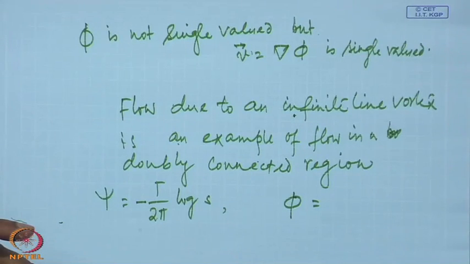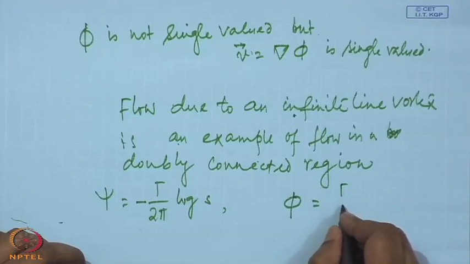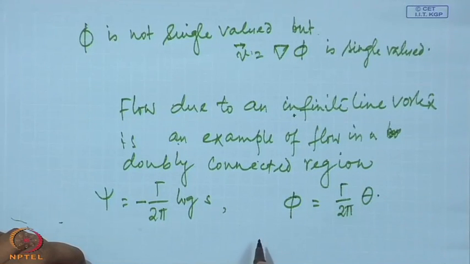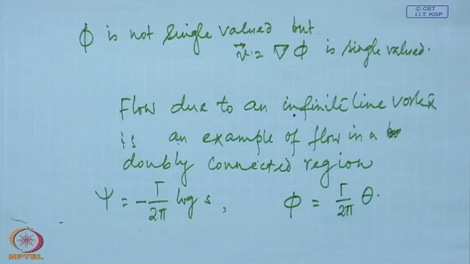d phi by d theta is gamma by 2 pi. So, phi is gamma by 2 pi theta. Then 1 by r d phi by d theta is gamma by 2 pi r. Gamma by 2 pi r is what we have derived last time. So, for that, where this r theta plane is normal to the line vortex and theta is the angle taken anticlockwise in that plane. If you have an infinite cylinder, the r theta plane is normal to that and theta is taken anticlockwise in that plane. Theta equal to 0 is of course arbitrary.